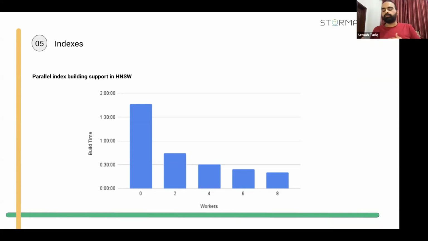Similarly, if we are using 8 workers in order to create the index, the time can be reduced, as you can see from this image, to 20 minutes as well. So there is a huge performance difference by using parallel index building. One thing to mention here: workers are just your CPU cores, that is, how many cores you want to use to perform parallel index building.